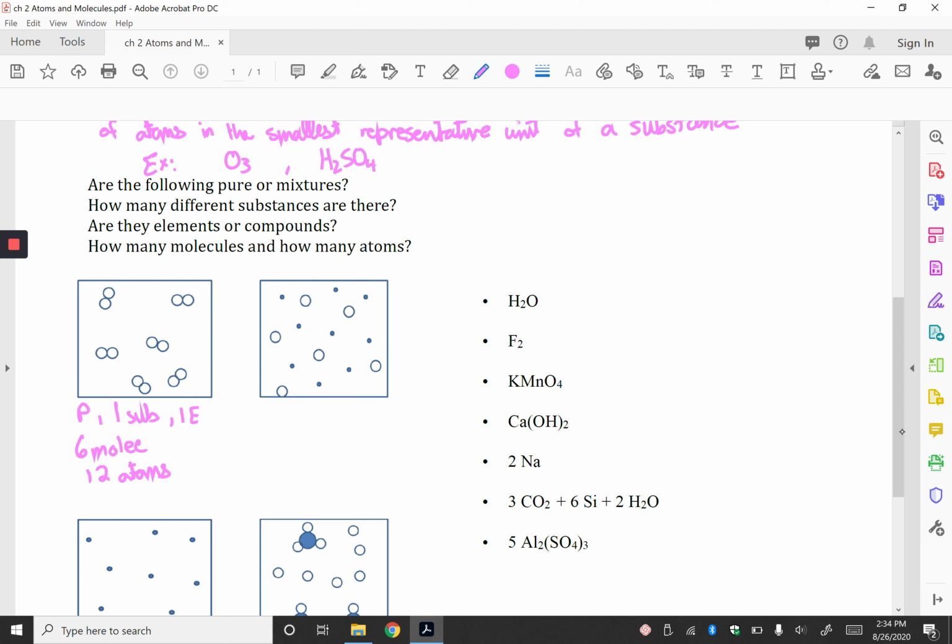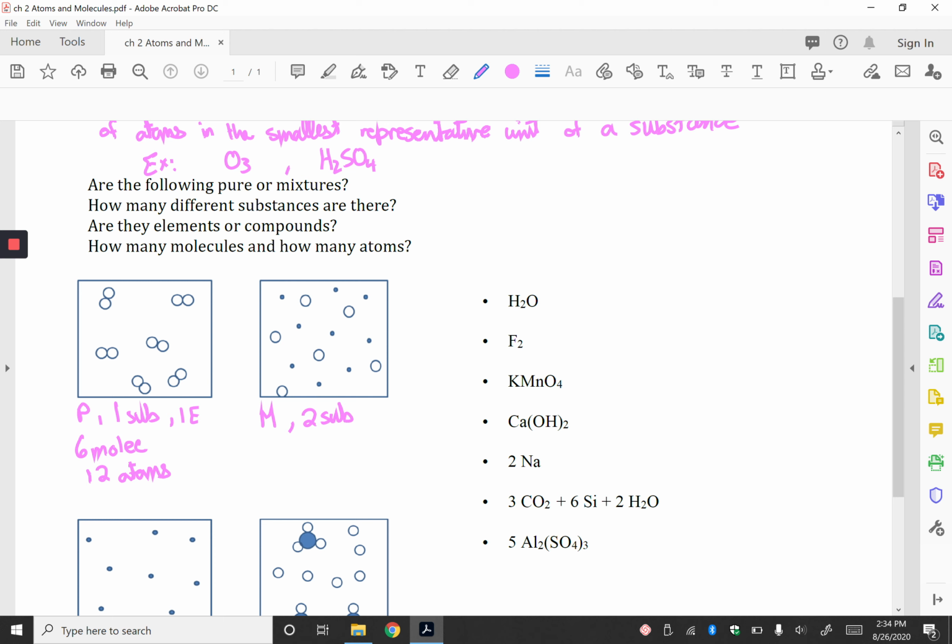So as I look at this here versus this one here, those look different. So that looks to me like it's a mixture. I'm going to write M for mixture. How many different substances is this mixture made of? Well, it looks like some of them look like these, and then some of them look like this. It looks like two substances.